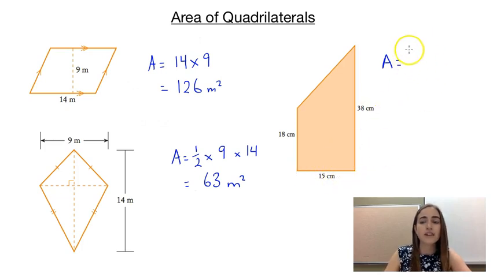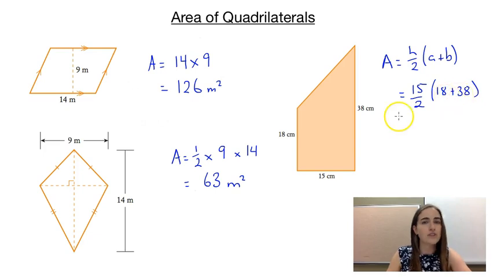So our area is h over 2 outside of a plus b. Our h is 15, so we're going to have 15 over 2 outside of 18 plus 38. And it doesn't matter which way round we write those, because when we're adding, the order doesn't matter. And if we put that in our calculator, we would end up with 420 centimeters squared as our area.